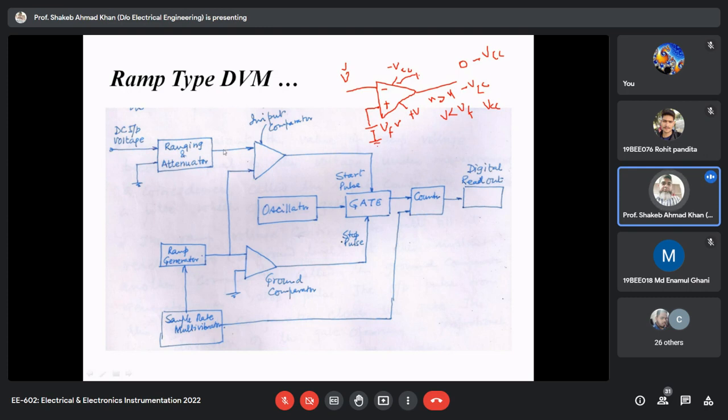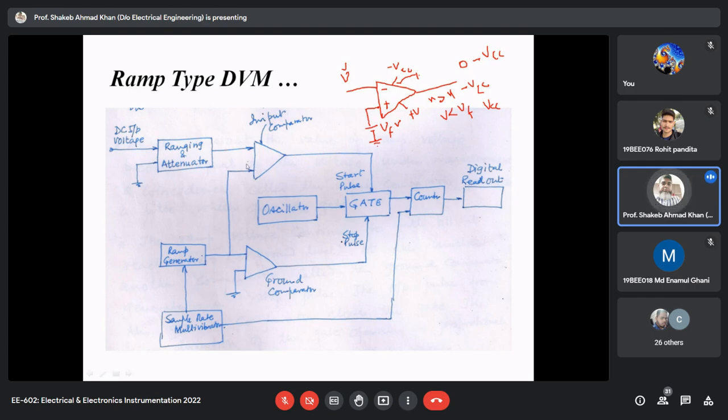So in this case, the DC voltage is compared with the ramp voltage. One input is the unknown voltage, and the other input is your ramp voltage. This comparator is comparing the ramp voltage with the input voltage, and this other comparator is basically comparing the ramp voltage with the ground potential.